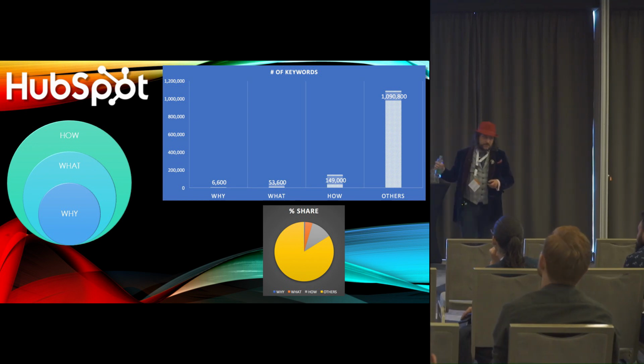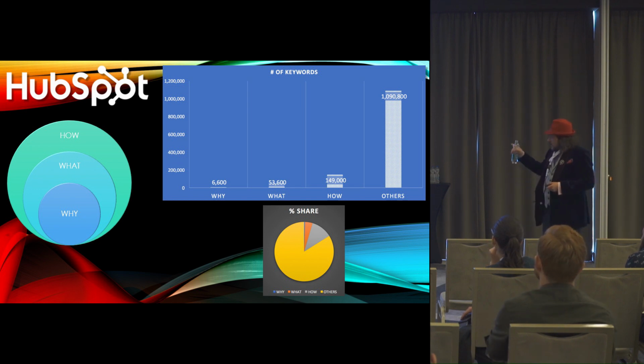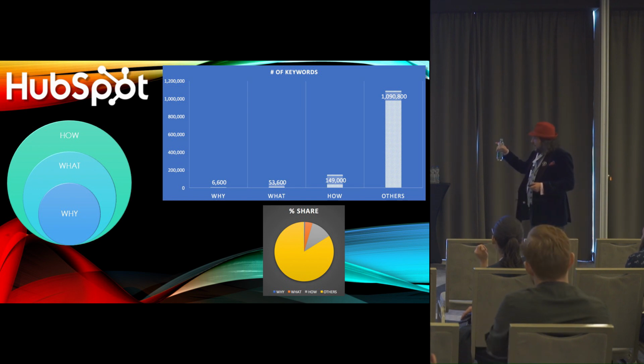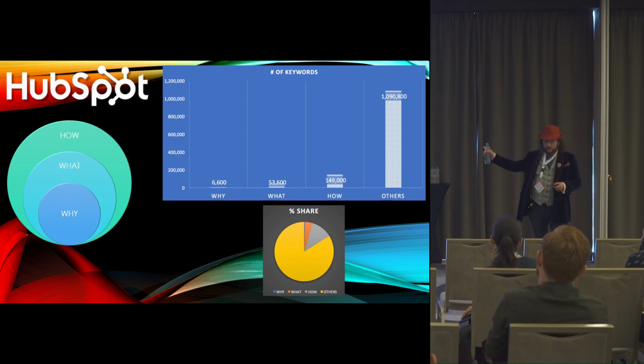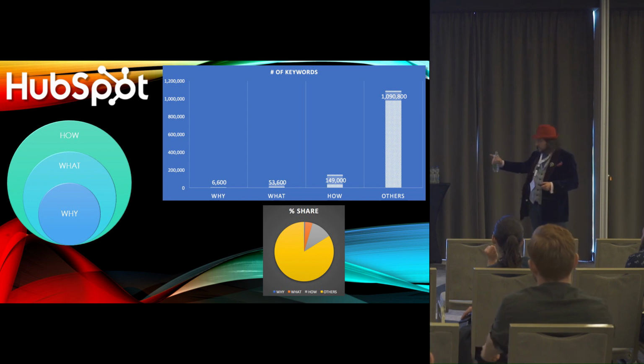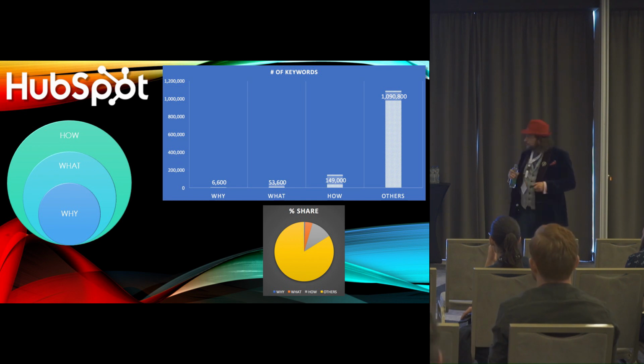And I went to SEMrush and said, "Hey SEMrush, show me all the keywords that HubSpot is ranking in google.com in US." And if you exclude keywords which contain how, what, why, how is the dominant question. Then what, then why. Exactly how my circle was drawn. And I drew the circle before I analyzed this data. And then the other keywords, 1 million, they're doing amazing content marketing. But maybe this is just a coincidence.